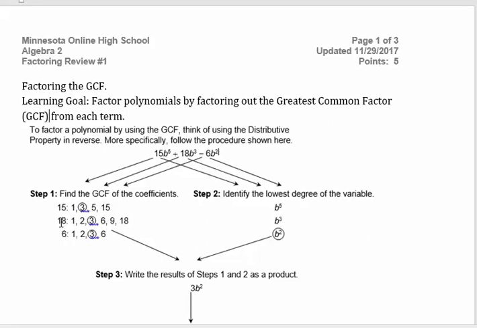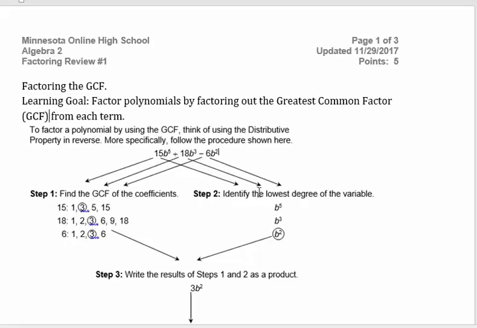Factors of 18, there's a few more. We can do 1 times 18, 2 times 9, or 3 times 6. Those are all factors of 18. And then 6 is a little easier. It's just 1 times 6 or 2 times 3. Look for common numbers that appear in every list. And you can see that 3 is already circled. That's the common factor for the coefficients.